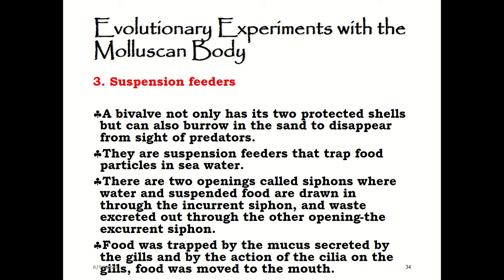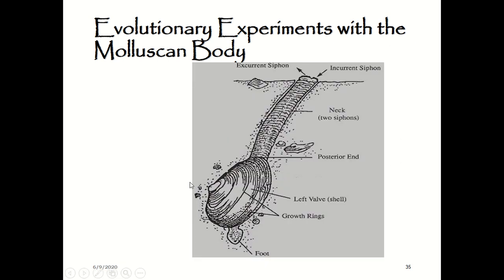Okay, the in-current siphon draws in the suspended food. Meanwhile, the ex-current siphon draws out the waste from the body. So the food is trapped by the mucus secreted by the gills, and by the action of the cilia on the gills, so the food will move to the mouth. Okay, as you can see here, this one is referred to as the in-current siphon that will draw in the food particles, and the ex-current siphon helps to excrete the waste from the body, and they are hiding themselves in the sand.